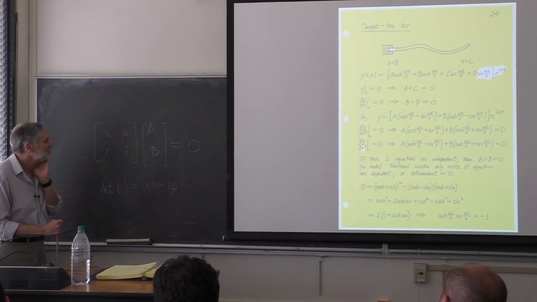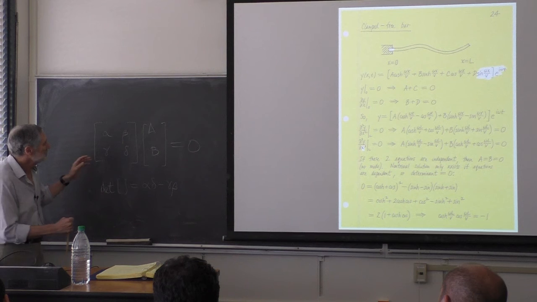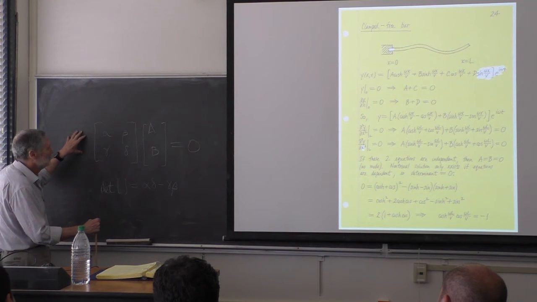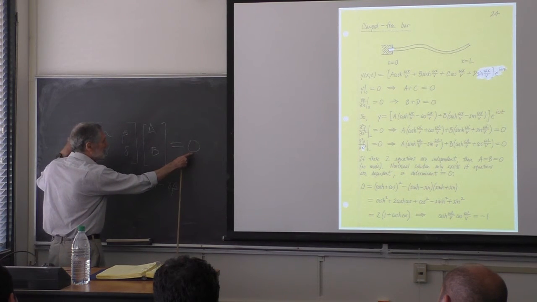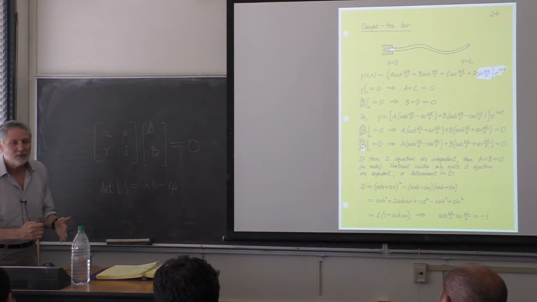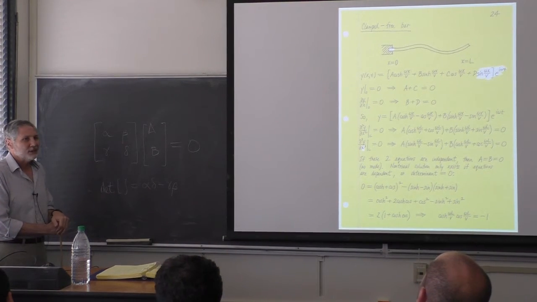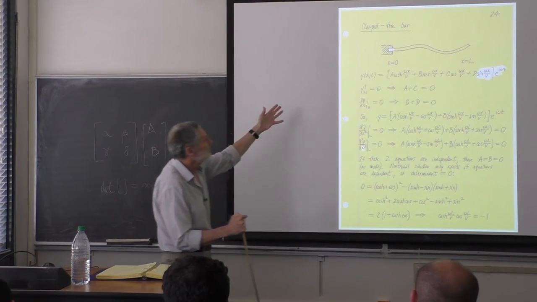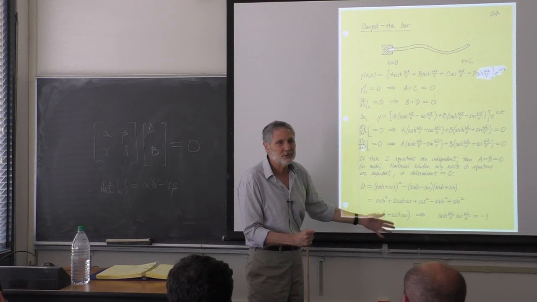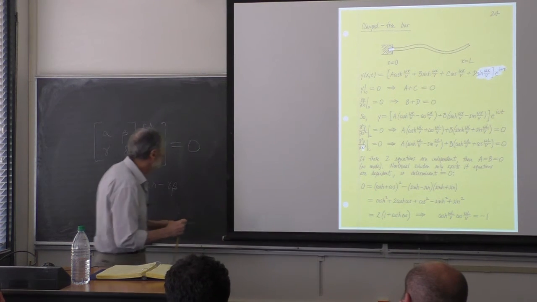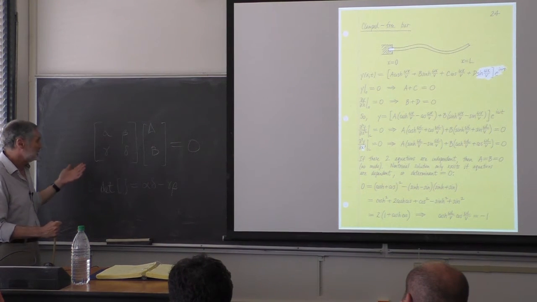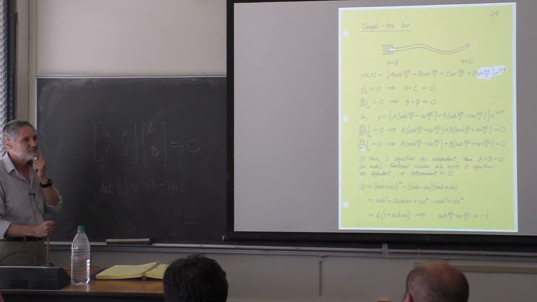What do we conclude? I multiply by the inverse. A and B have to be 0. We have no solution. But that's not right. We know we're going to have modes here, an infinite number of modes. So the only way out is the determinant has to vanish.